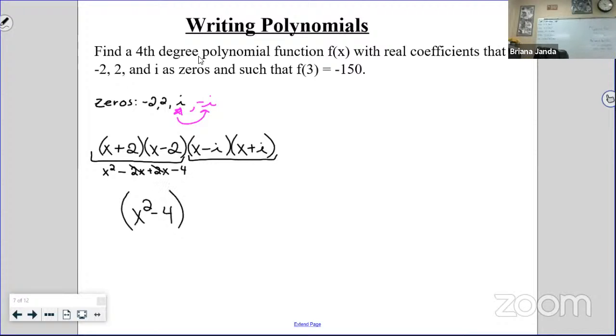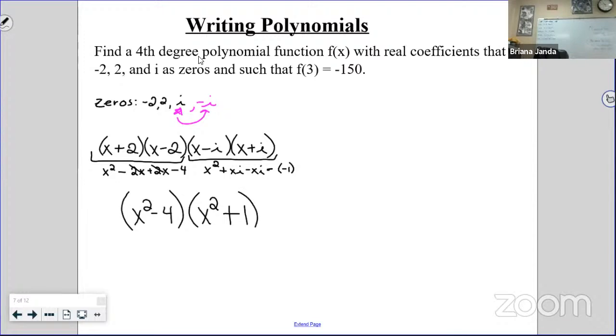Same thing with my imaginaries, I can FOIL that. If I forget, I can FOIL and do x squared plus xi minus xi minus i squared. Ooh, i squared is -1, right? Or that shortcut we just talked about on the last page, when we are looking at conjugates of imaginaries, I always get the first thing squared plus, always. So it'll always be x squared plus the second number squared. Our second number is kind of weird on this one, but it's 1. And 1 squared is 1, which is where this plus 1 is showing up.